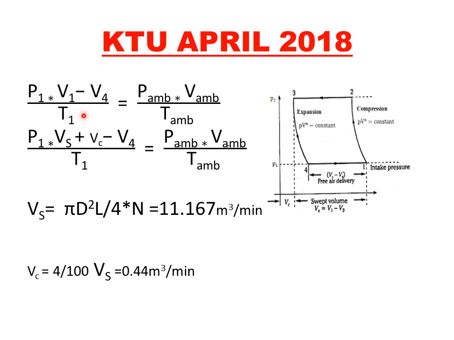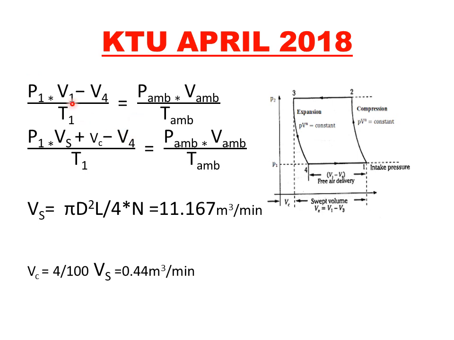P1 into (V1 minus V4) divided by T1 is equal to P amb into V amb divided by T amb. In this question, all the data, that is P1, T1, P amb, T amb, are known. Once I get the value for V1 and V4, from this equation I will get the value for V amb. This V amb is nothing but the free air delivered. So for finding the free air delivered, I need to find V amb from this equation. So in this equation I need to find V1 and V4 because all of the other data are given in the question.